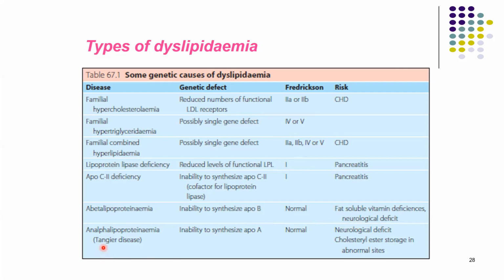Now, this one, analphalipoproteinemia. This is an inability to synthesize ApoA. ApoA is good. So we can have cholesterol ester storage in abnormal sites, and neurological deficit is there.